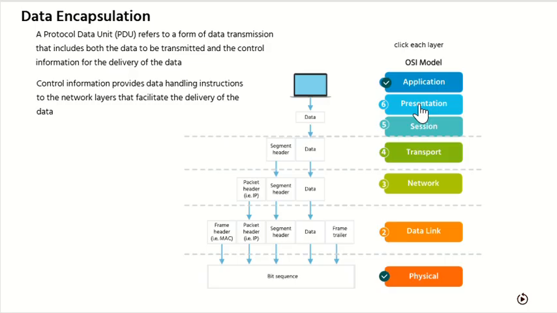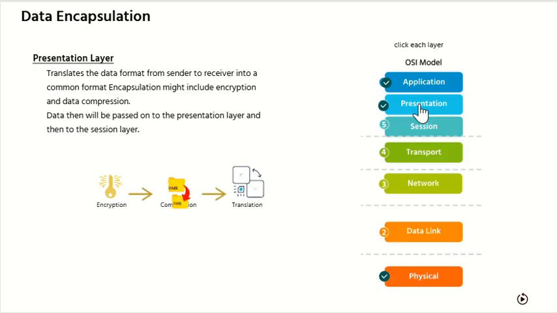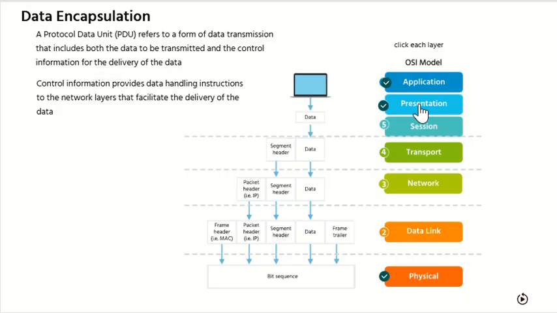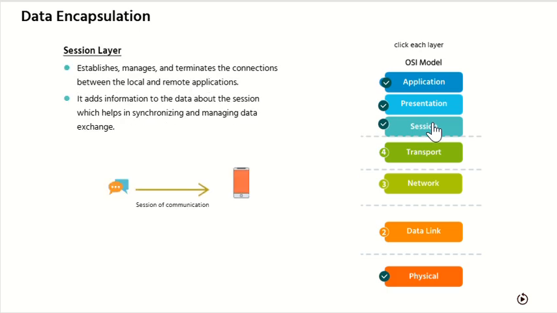The presentation layer translates the data format from sender to receiver into a common format. Encapsulation might include encryption and data compression. The data then will be passed on to the session layer, which establishes, manages, and terminates the connections between the local and remote applications. It adds information to the data about the session, which helps in synchronizing and managing data exchange.